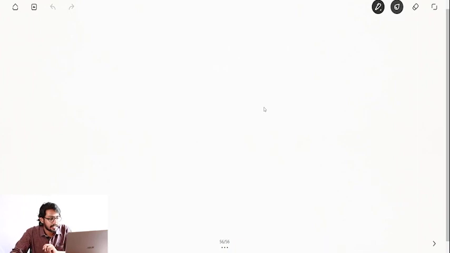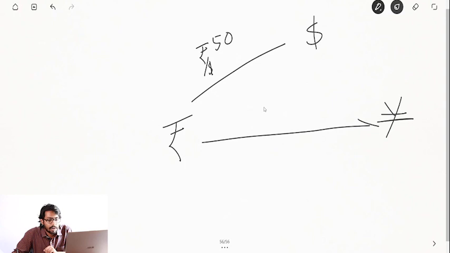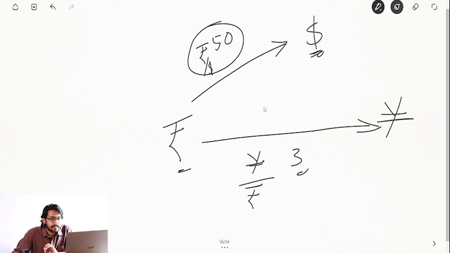Let's consider a different example. There is rupee, there is dollar, and there is yen. $1 is 70 rupees, or let's say 50 rupees. Rupee by dollar is 50. And you also know, or maybe you don't know, that yen by rupee, 1 rupee is 3 yen. Understand? 1 rupee is 3 yen and $1 is 50 rupees.